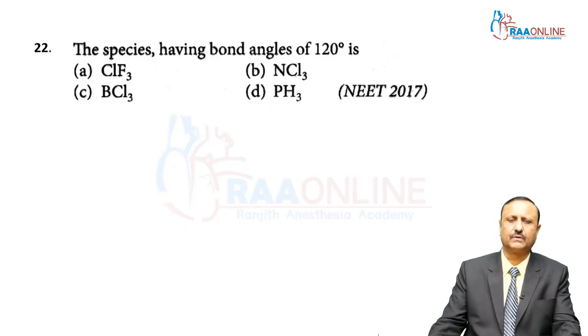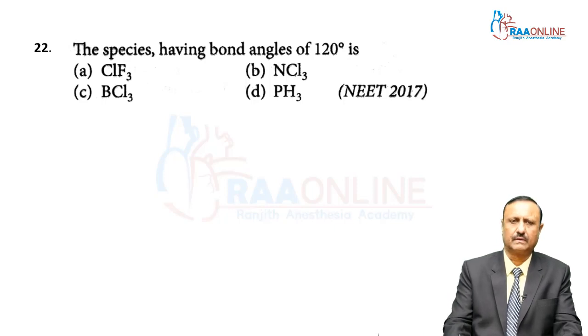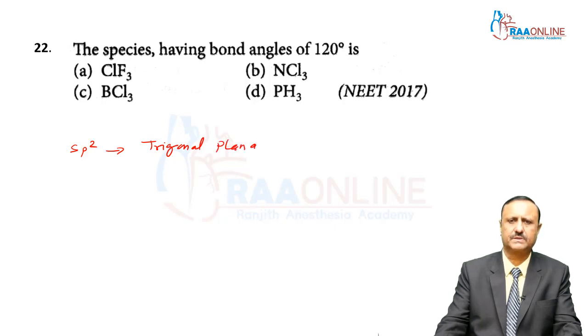Now, my dear students, we can go to question number 22. The species having bond angles of 120 degree is. Here, my dear students, you can see the hybridization of ClF3, BCl3 and PCl3. In this, sp2 hybridization is present, and sp2 hybridization gives a trigonal planar structure, and in this structure the angle is 120 degree, but the lone pair of electrons is equal to 0.